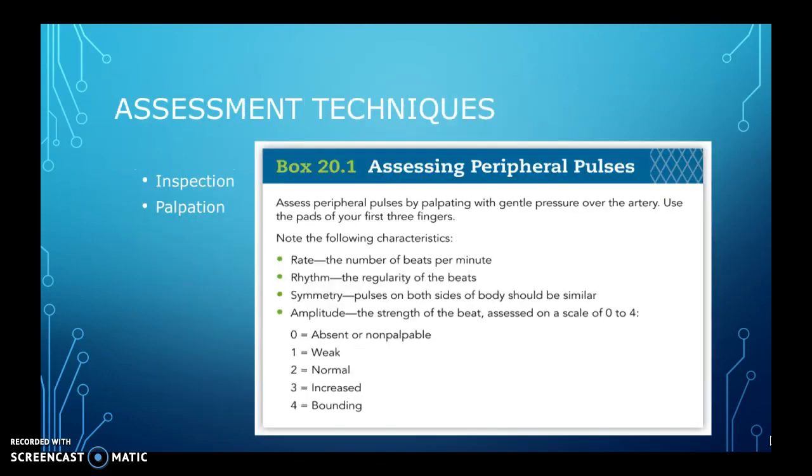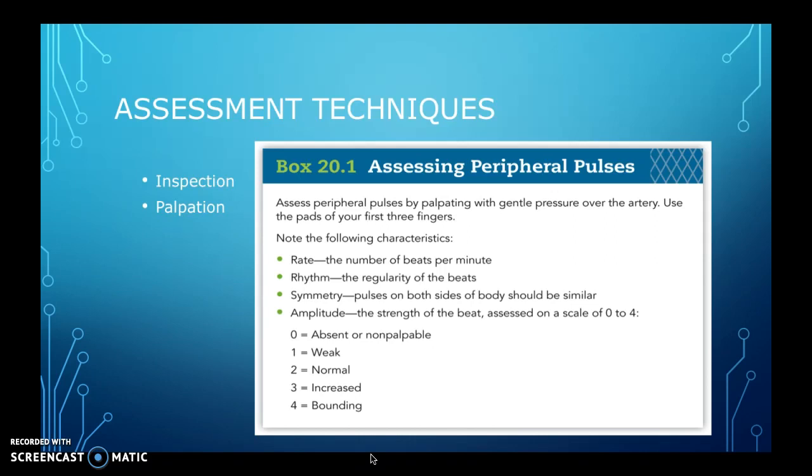As you are assessing, you're going to be inspecting, and then you're going to be palpating your peripheral pulses. And you're not going to be counting, so you can cross that out, the rate. The rhythm, you want to make sure that it is a steady pulse, that it's regular. Symmetry, you're going to be comparing the pulses on both sides of the body.